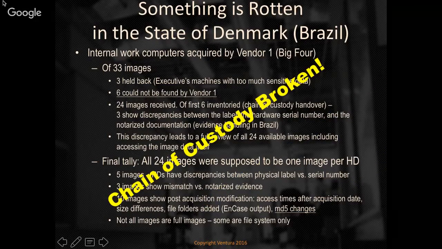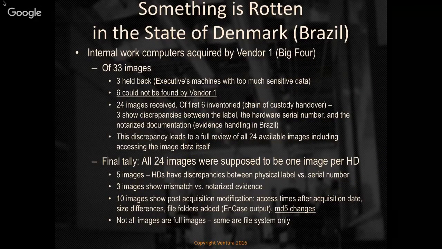So, oops, what do we see? When we look at the 24 images, right, vendor one actually had a more or less decent methodology. They would put one image on one physical hard drive, stored separately, right? That's a good way to do it. Well, first of all, we have 5 images where there is a discrepancy between the physical label versus serial number, okay? Not super bad, but not good. 3 of the images show a mismatch versus notarized evidence. This is much less good, right?